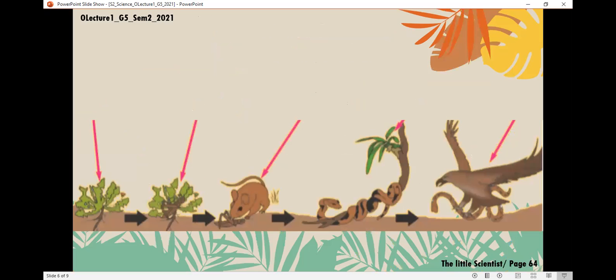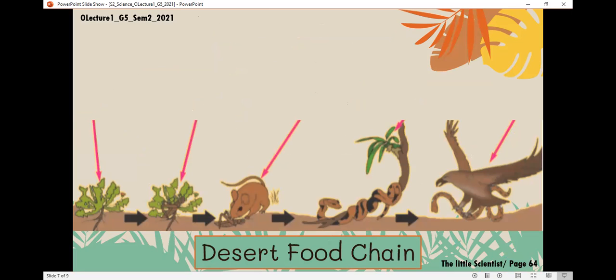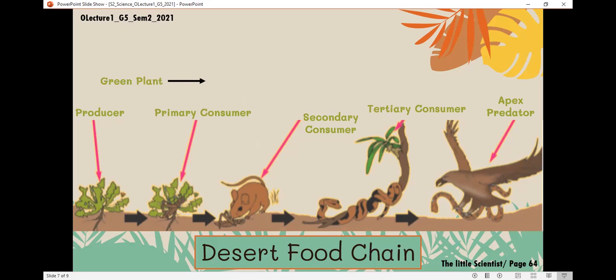How does energy move in an ecosystem? Let's read this food chain together. This is a desert food chain. The green plant is eaten by the grasshopper. The grasshopper is eaten by the rat. The rat is eaten by the snake. The snake is eaten by the hawk.